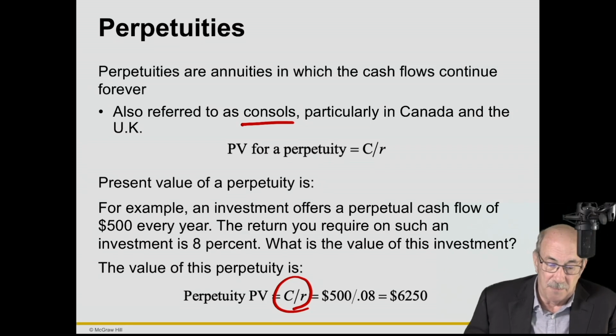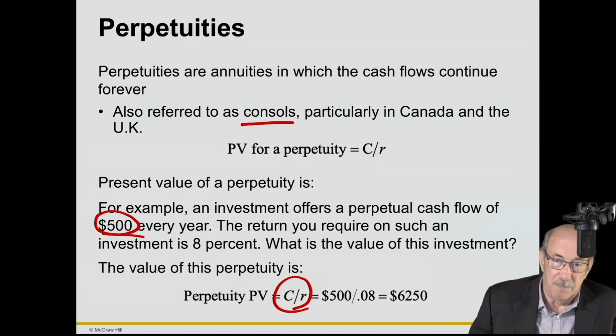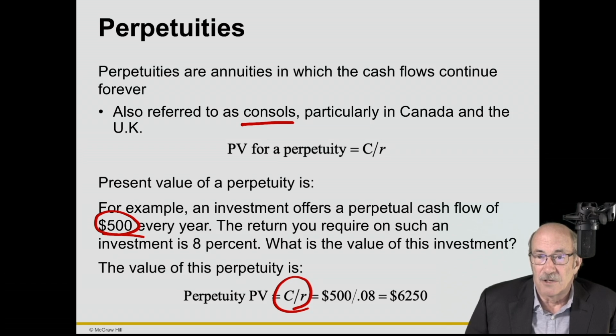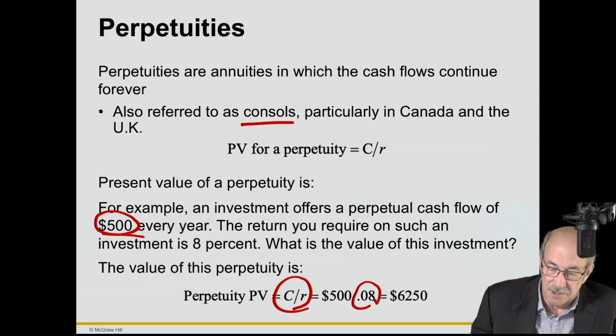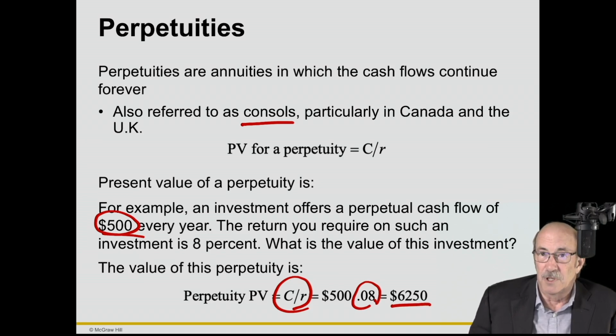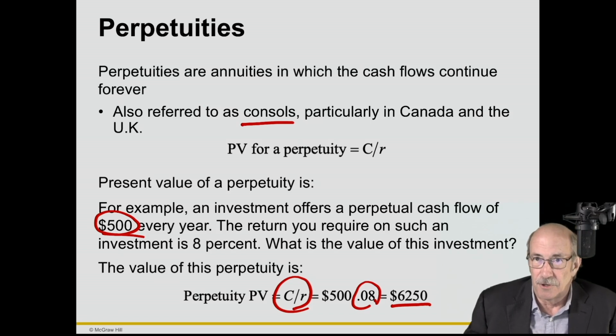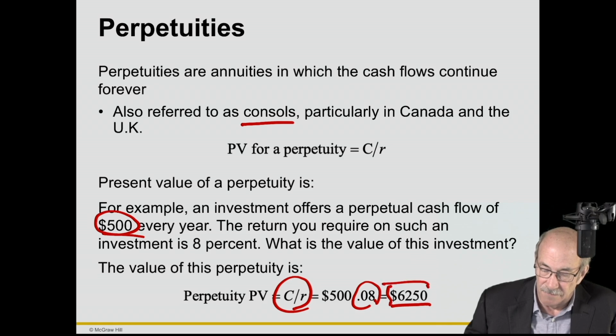So here's an example. If we have a perpetuity of $500 every year, and the riskiness of the cash flows is 8%, what's that worth today? Well, somebody would be willing to pay $6,250. Now, let's see what we get if we do this same thing as an annuity for, let's say, 20 years, and then 30, and then 40, and then 50. So remember this $6,250. That's our target.